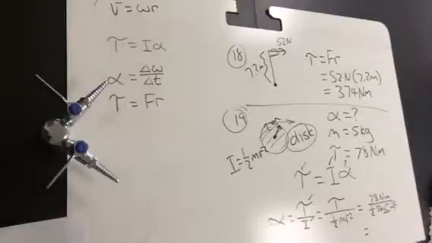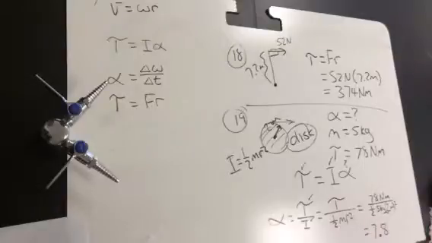So we have 78 divided by, I put a parenthesis, 0.5 times 5 times 2 squared, close parenthesis, and I've got 7.8.